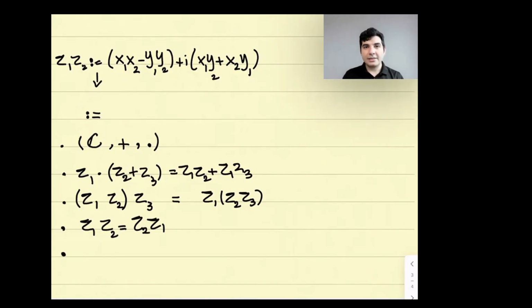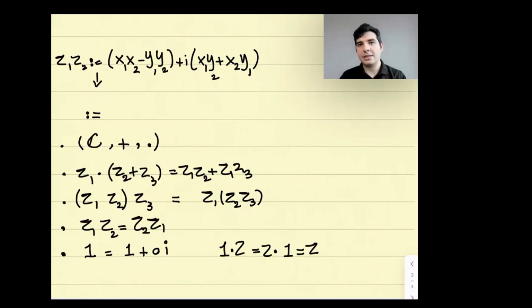It has the identity for product. So we have 1 as a complex number. It's 1 plus 0 times i, and 1 times any complex number Z is equal to Z. So it is the identity for multiplication. And the last important thing is that any complex number Z which is non-zero has an inverse.